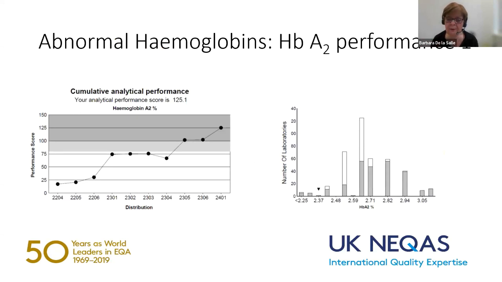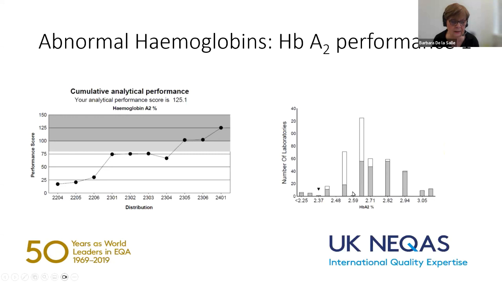They're both on hemoglobin A2. This first one is a participant who's had an upwards trend. They haven't made any critical errors, actually. A little bit of a negative bias. The mean on this particular sample, for example, was around about 2.7. They were producing a result of just about 2.4.